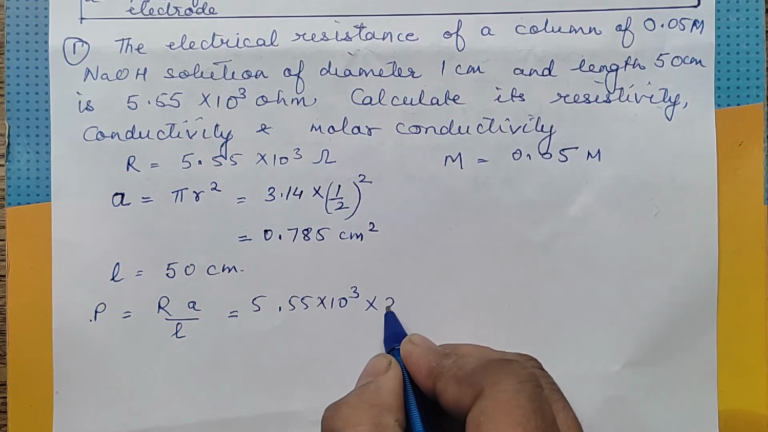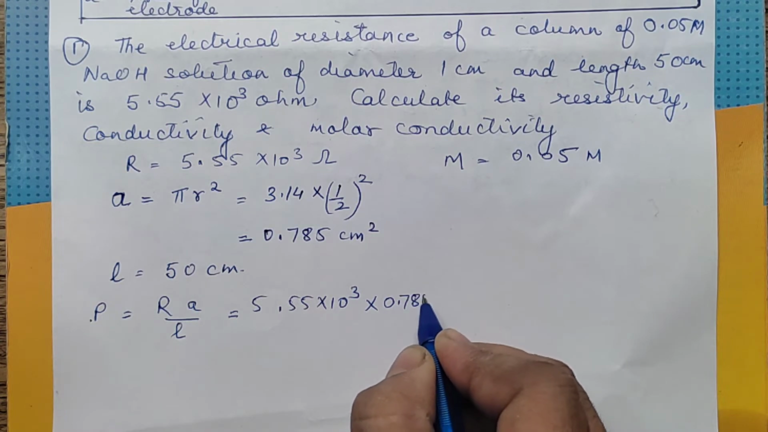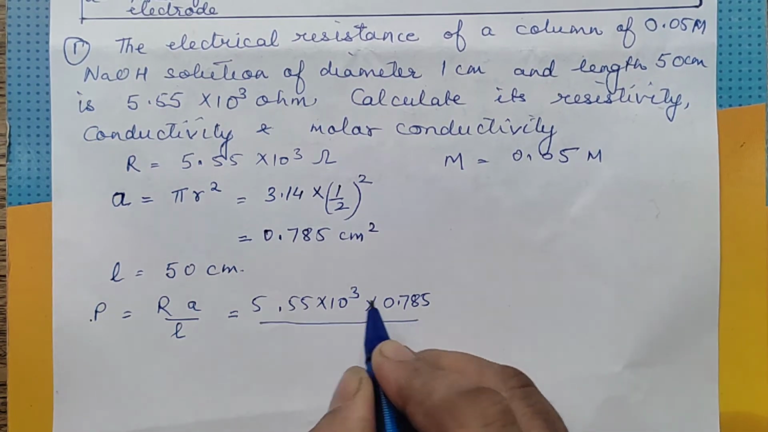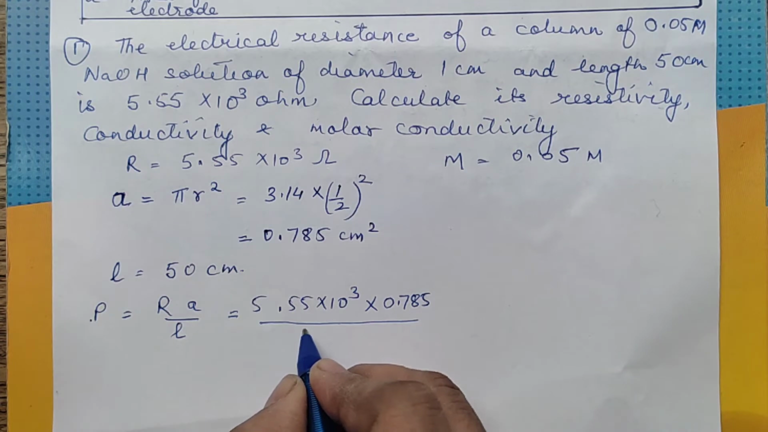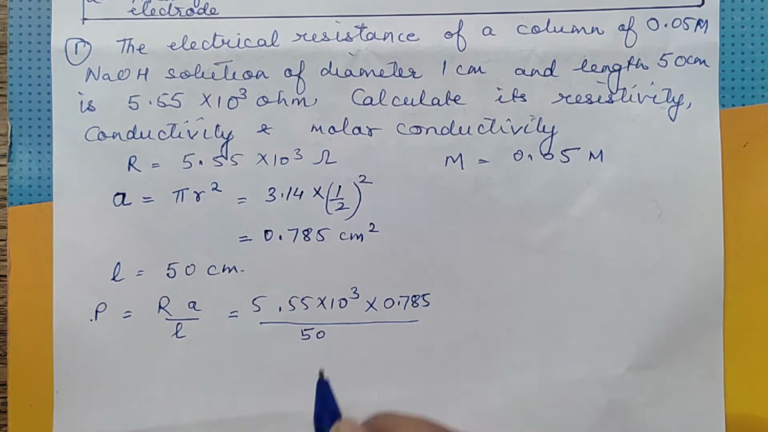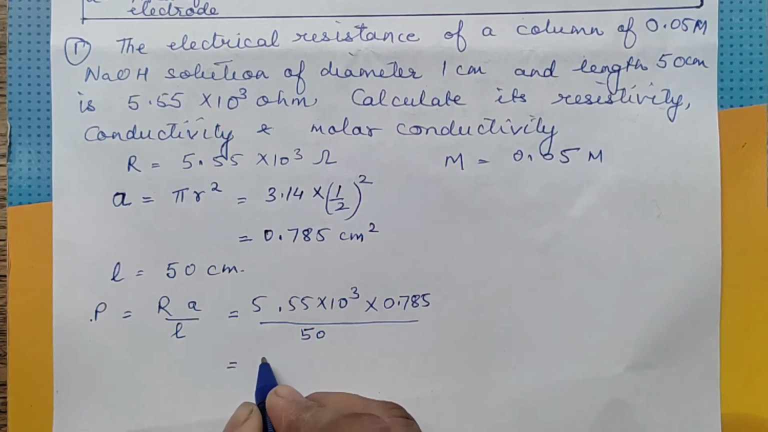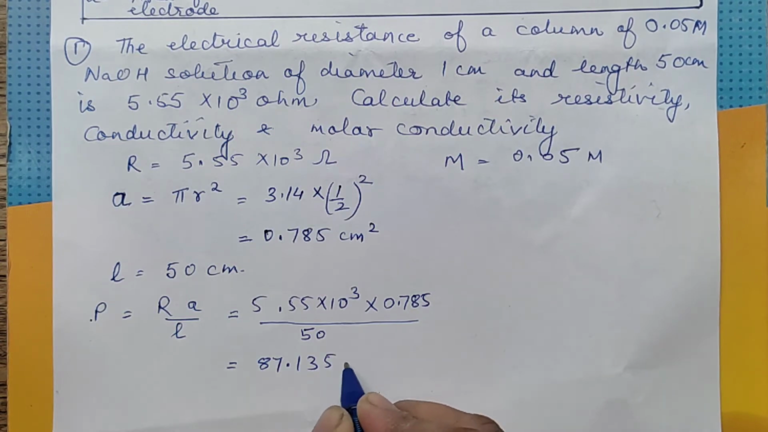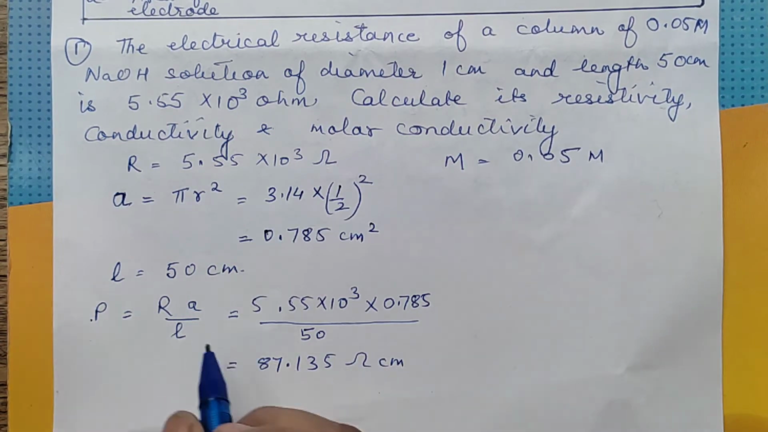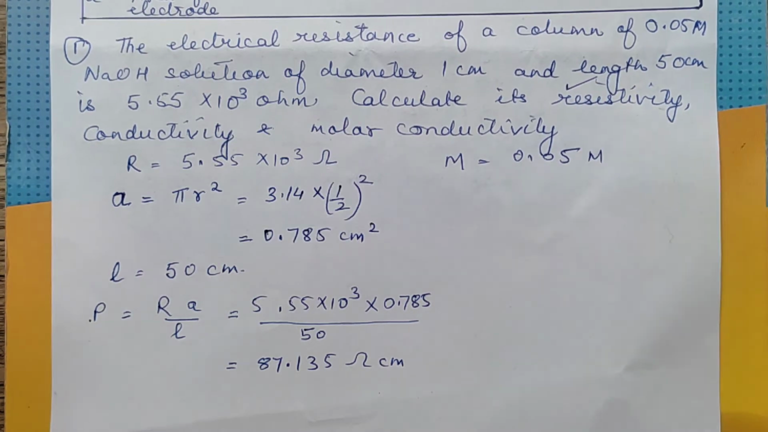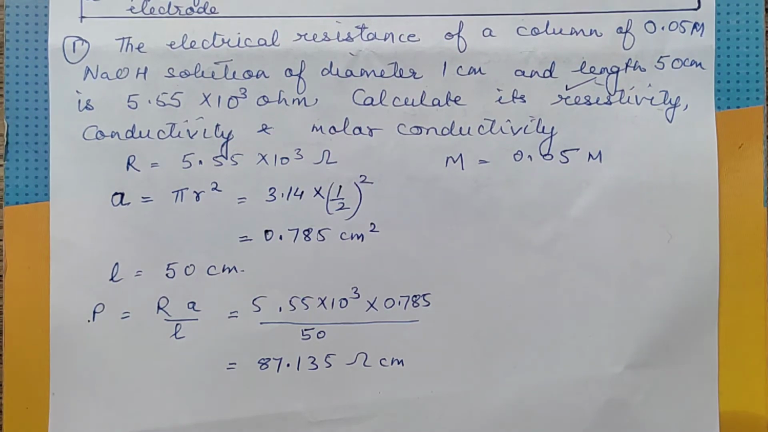Put the value for area, 0.785, divided by the length, which is given as 50 centimeter. So you just have to multiply and divide. When you do this, you get the rho value as 87.135 ohm centimeter. This is calculated. One part is done. Rho is done.